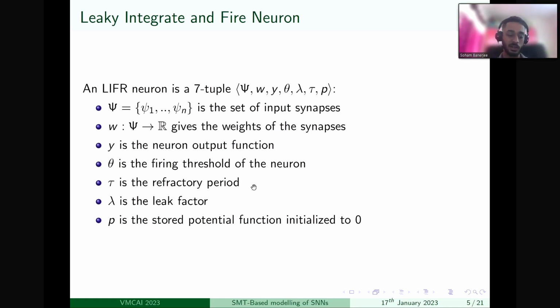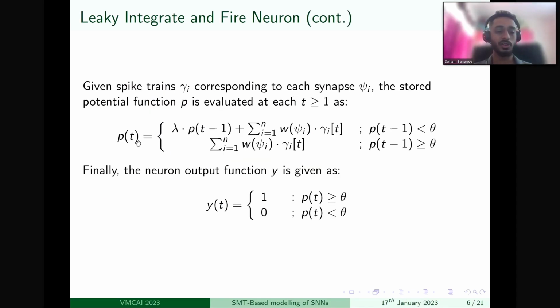Lambda is a leak factor, which is a leak in the potential that occurs over time. And P is the stored potential function, which is initialized to 0. The potential of a neuron at time step t is given as the previous potential at time step t minus 1 after applying some loss, along with the accumulated potential at time step t. This is essentially the weights added together corresponding to the input signals received at time step t.